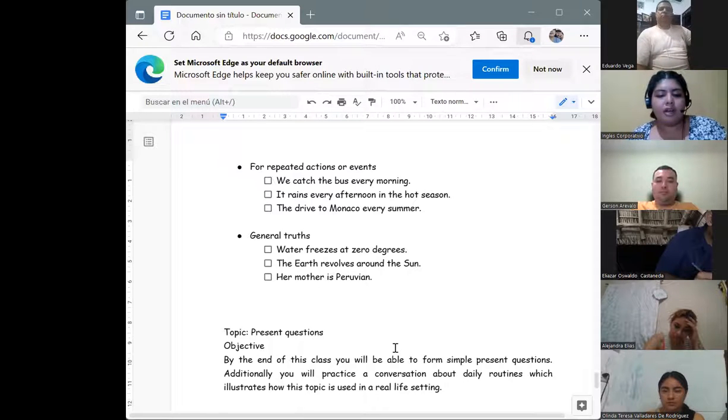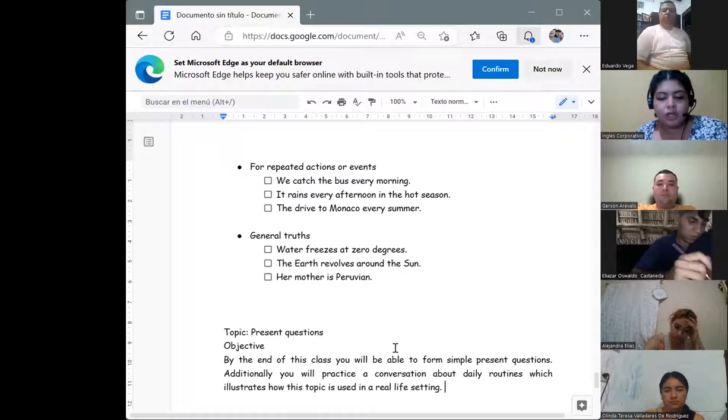And there are a couple of elements that we need to use. And in this case, we need the pronoun or the subject of the sentence. Then we need the verb and the complement. And in some cases, we need the verb to be to complete the statement. Solo necesitamos un par de elementos para poder formar nuestra oración con el presente simple.